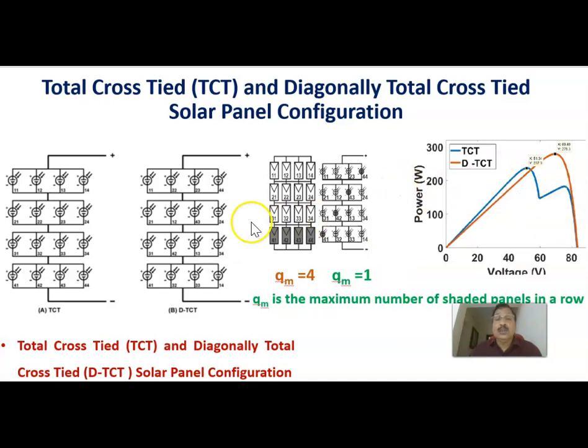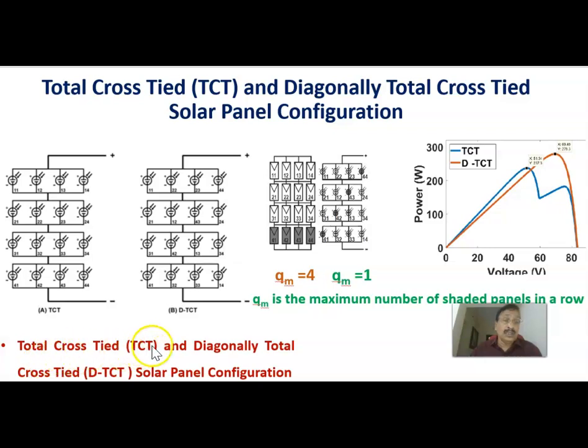Therefore, by rearranging the solar panels, you can reduce the effect of partial shading by proper connection. Here the maximum power is increased. Similarly, multiple peaks are also eliminated by using the DTCT connection.